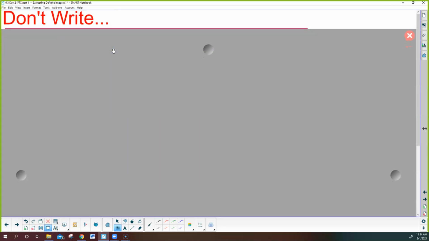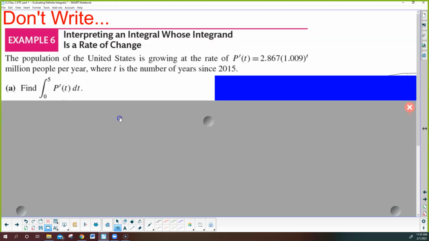Okay, I also want to make you exposed to this problem, but I don't want to spend all the time having you guys just write all this down. So let's look at this, and I think it's important to understand what we're doing. Interpreting an integral whose integrand is a rate of change. Well, wait a minute, this actually leads into what we're doing today. First off, it says the population of the United States is growing at a rate of P prime equal to 2.867 times 1.009 to the power of t, and these are populations in millions since the year 2015.